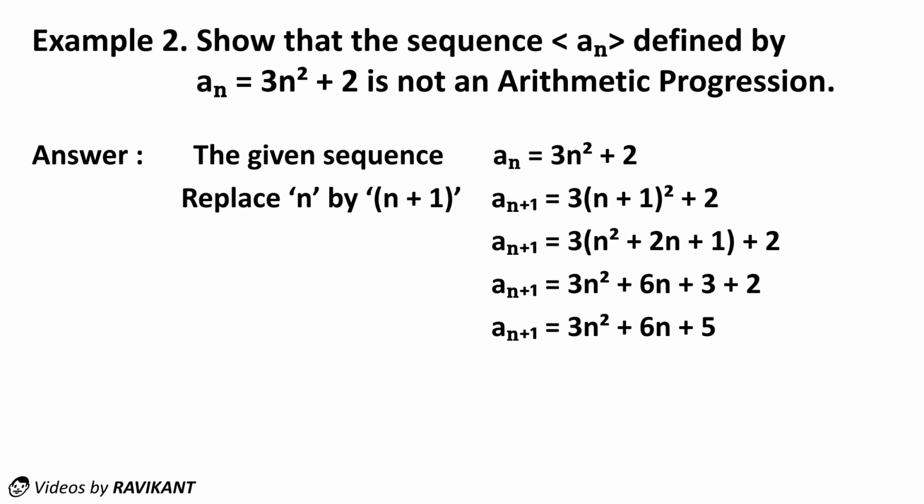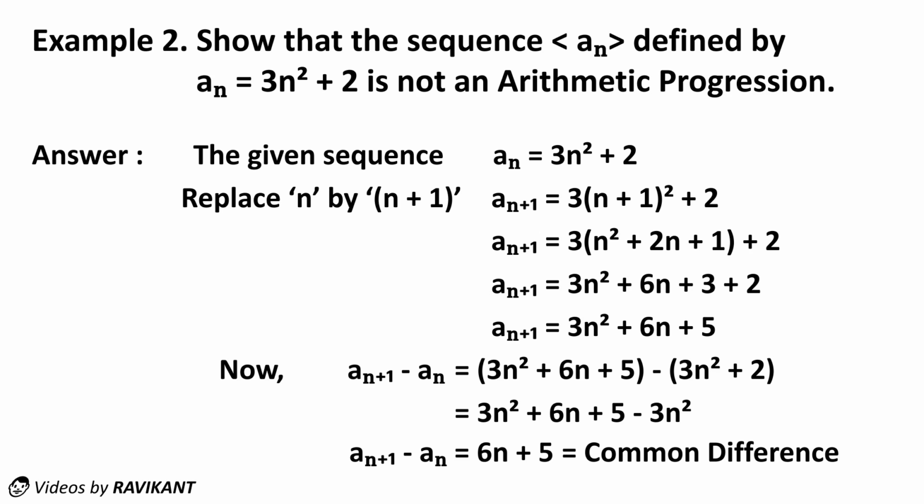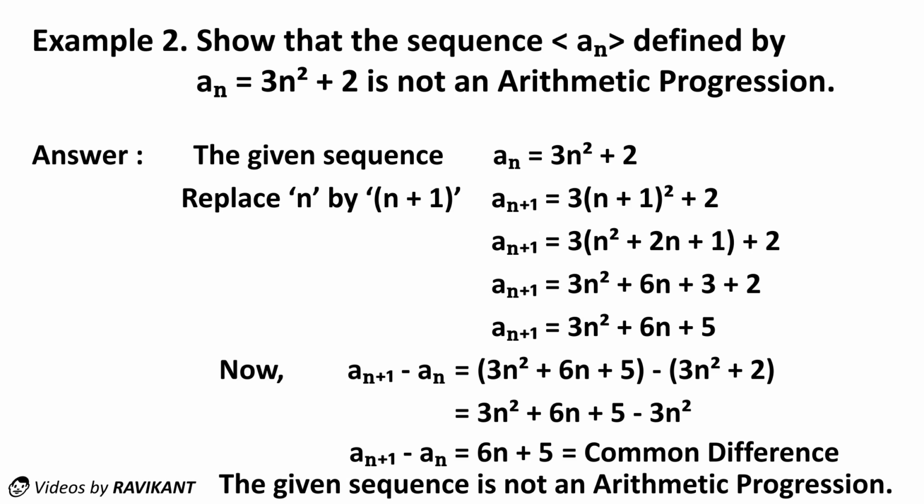After further solving, we get a_(n+1) equals 3n squared plus 6n plus 5. Now we calculate the common difference, which is given by a_(n+1) minus a_n. So put in the values of these terms. After further solving, we get a_(n+1) minus a_n equals 6n plus 5. So the expression is not independent of n, meaning the given sequence is not an arithmetic progression. That's how we can calculate whether a given sequence is an arithmetic progression or not.